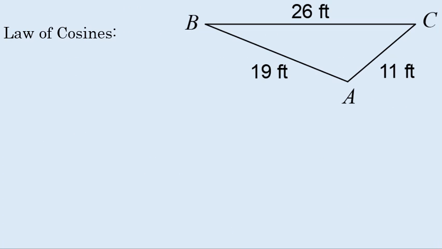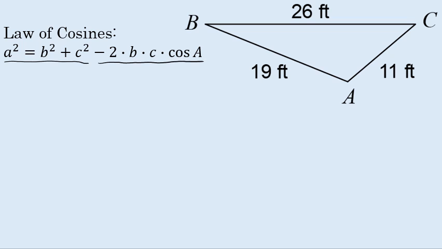The law of cosines states that a squared equals b squared plus c squared. Looks a lot like the Pythagorean theorem, at least those first terms do, but there's an extra term subtracted on the right side of the equation, minus 2bc times the cosine of angle A. The Pythagorean theorem only applies to right triangles. The law of cosines can be used for any triangle.